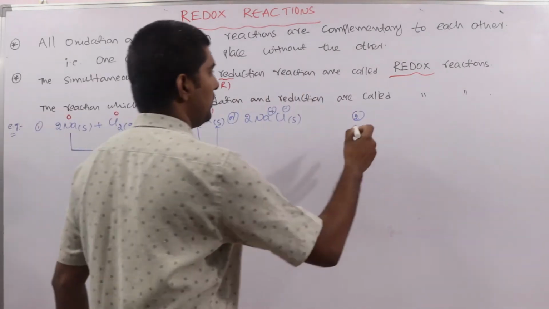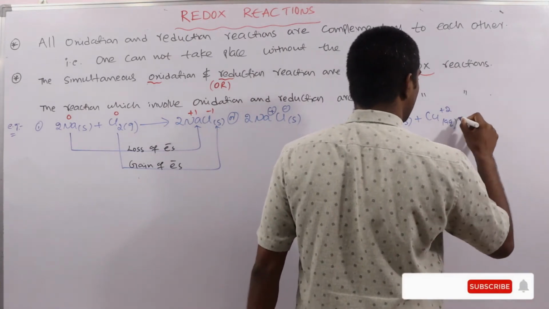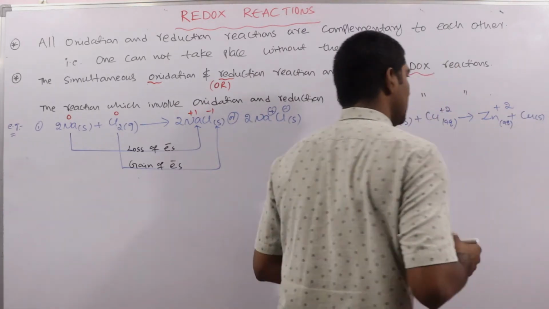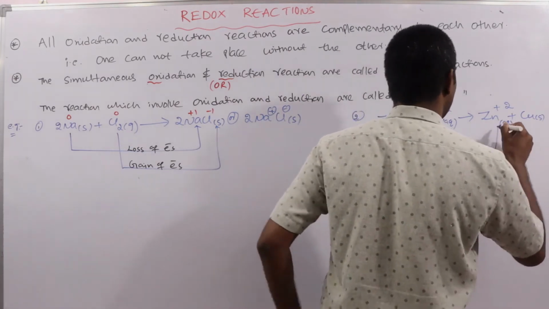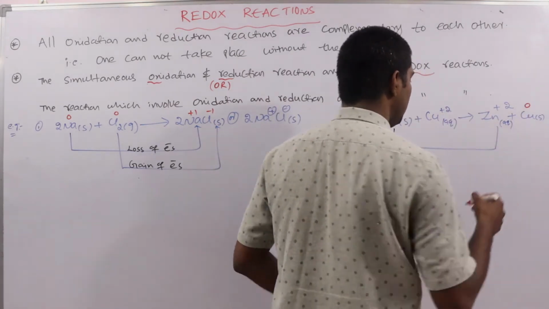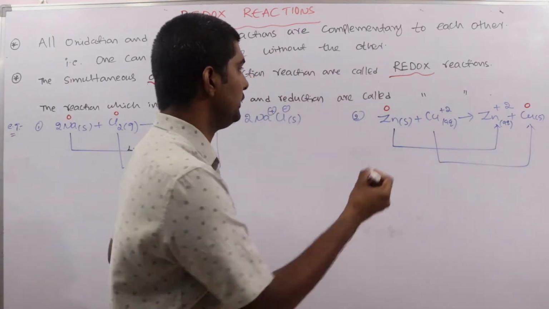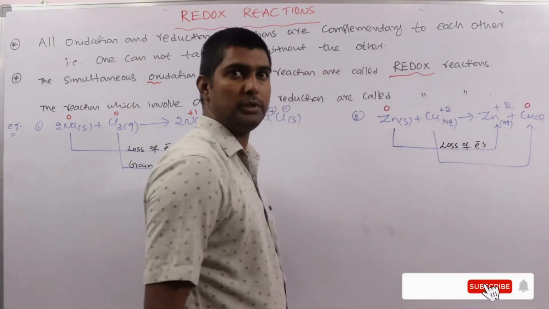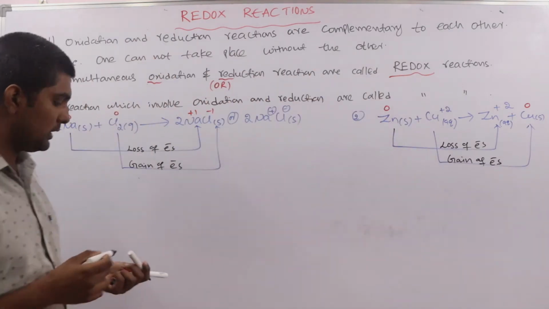Next, another example, this is number 2. Suppose we consider this reaction. See here, what is happening in this reaction? Zinc goes from 0 to plus 2, and copper goes from plus 2 to 0. From zinc to zinc plus 2 means loss of electrons. From copper plus 2 to 0, the oxidation state is decreasing, so that's why it is gain of electrons. So that's why it is a redox reaction.